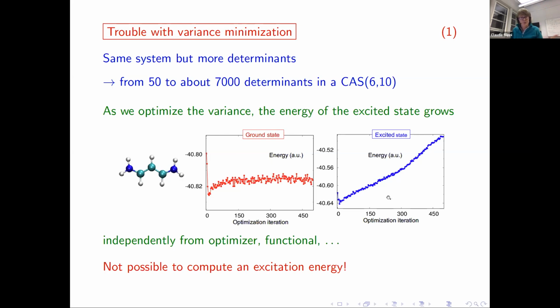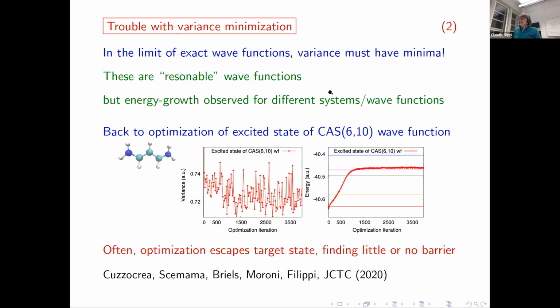Depending on where you stop, you might get the excitation energy you desire, but you cannot really determine the excitation energy here. We really tried different optimizers and different functions for the variance, and this behavior is really reproducible. And as I said, we're really optimizing all parameters. If you're optimizing only some of them, it wouldn't happen. So we're having some trouble.